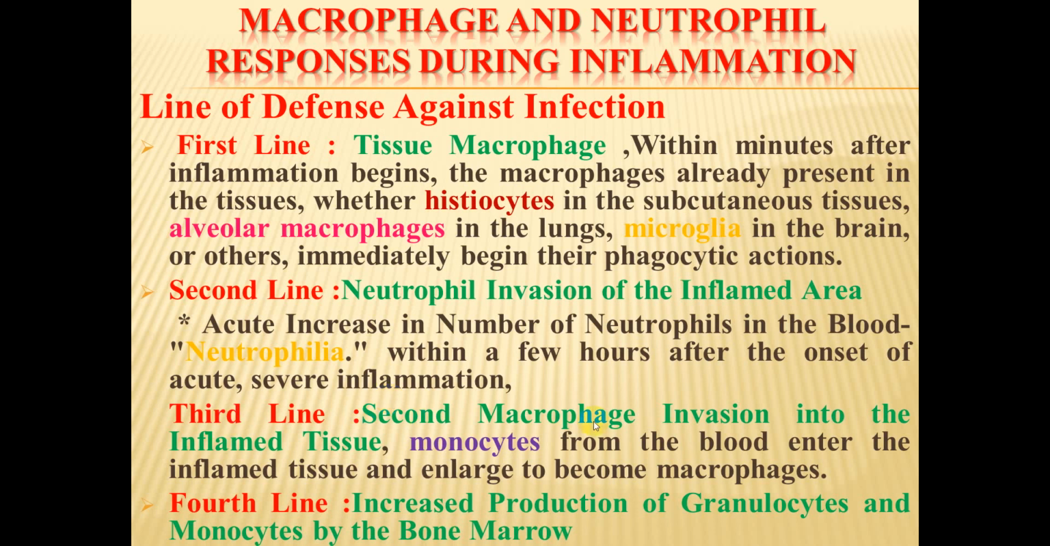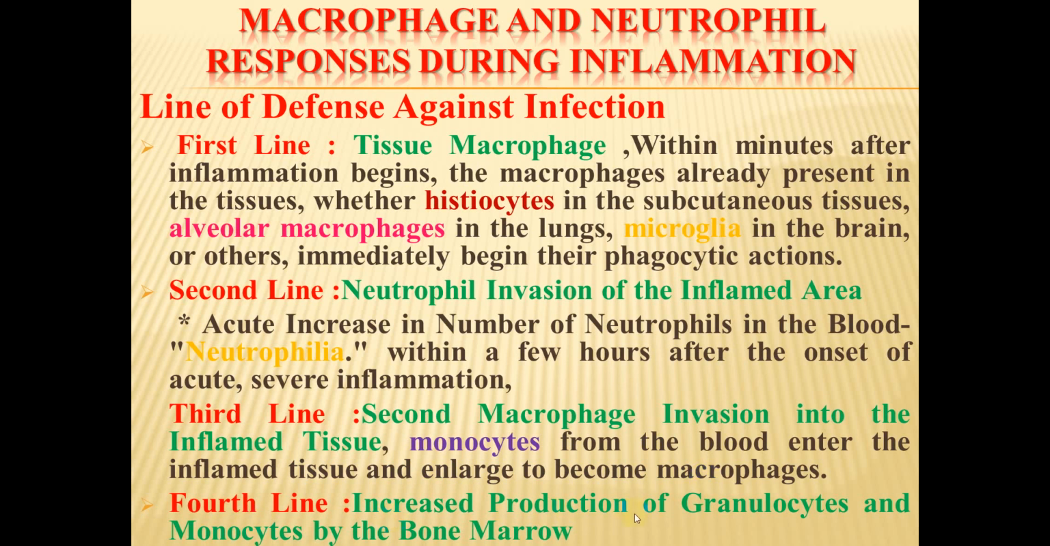Third line, second macrophage invasion into the inflamed tissue. Monocytes from blood enter the inflamed tissue and enlarge to become macrophage. بعد ما تستجيب النيوتروفيل راح أيضا تستشعر المونوسايت الموجودة بالبلاد فيزلز وتخرج to the tissues وهناك راح يصير بيه development وتتحول إلى الماتشور form اللي هو الماكروفاج comes from blood.